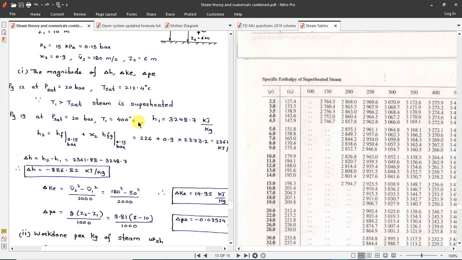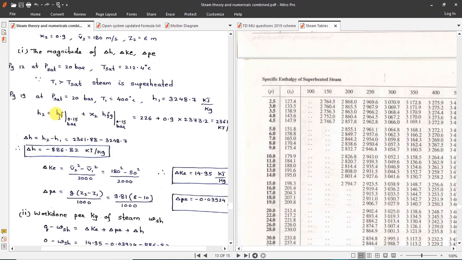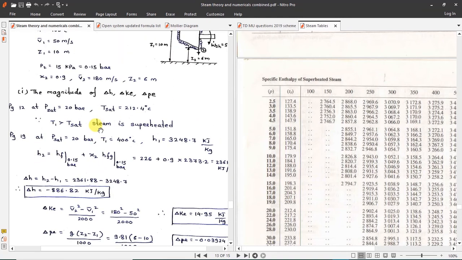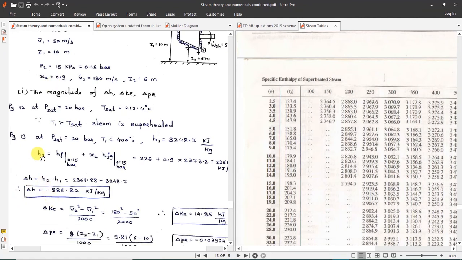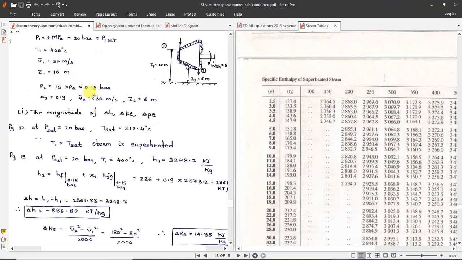Now the next part. What is point number 2? Point number 2 is wet. X is given, X2 is 0.9. So how to calculate H2? It will be for this pressure. What is the pressure of point number 2? Psat is given in the question, 0.15 bar. So H2 will be HF at 0.15 bar plus X2 into HFG at 0.15 bar.